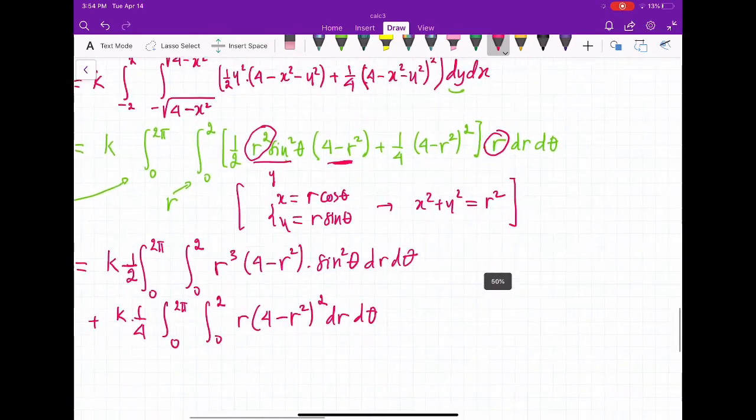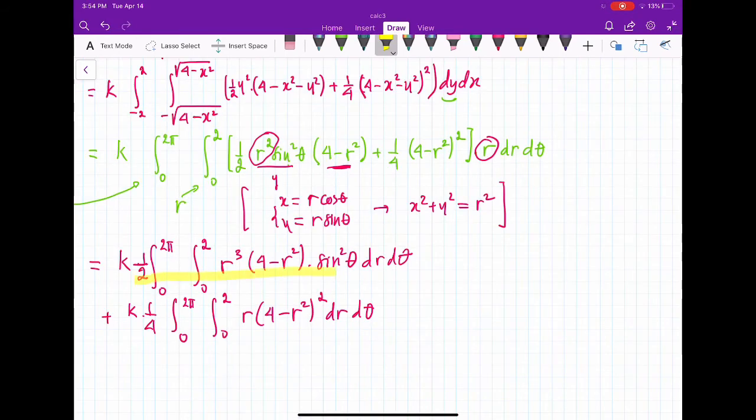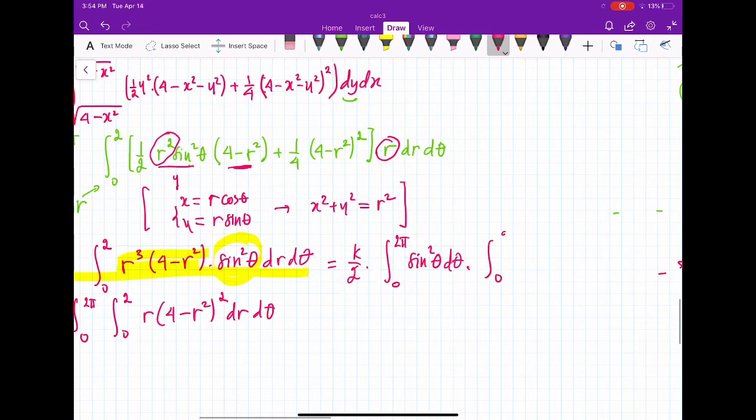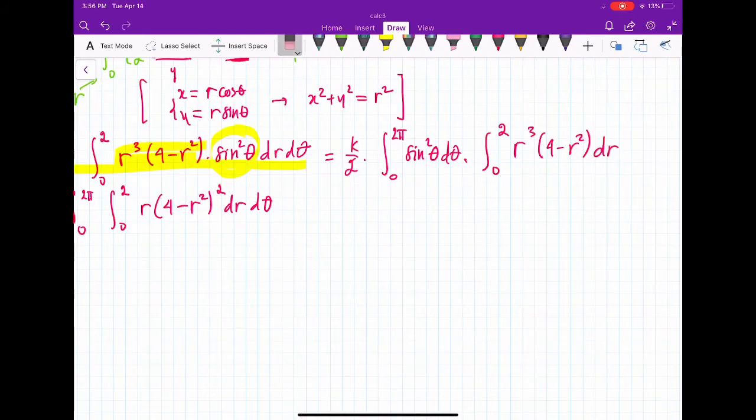Look at this. The first integral, you have r cubed times 4 minus r squared and then sine squared theta. So we can separate them. We can rewrite this integral as a product of two integrals. Okay, so I have k over 2 in here, times the integral from 0 to 2 pi of sine squared theta d theta, and another one is the integral from 0 to 2 of r cubed times 4 minus r squared dr. You see that? It's pretty easy, right? Now let's find each of them.